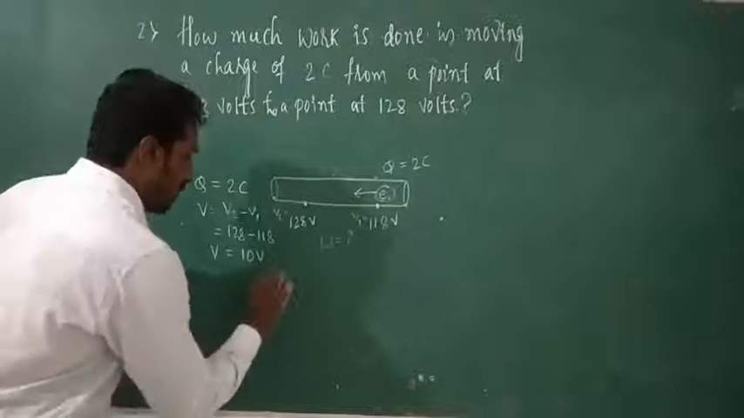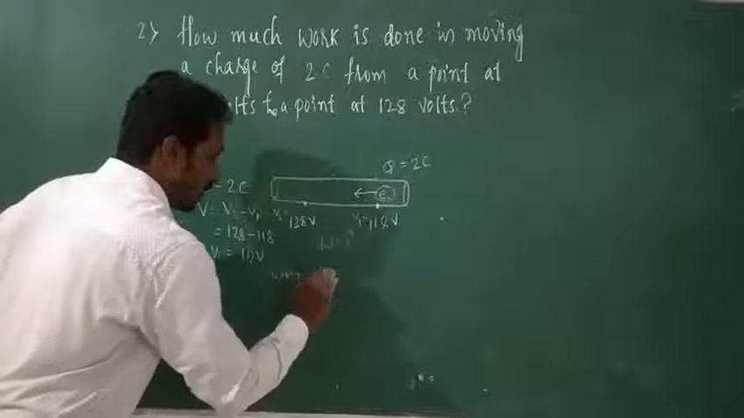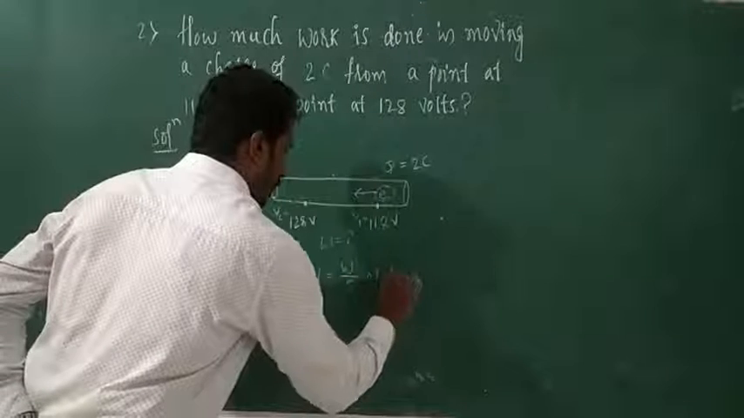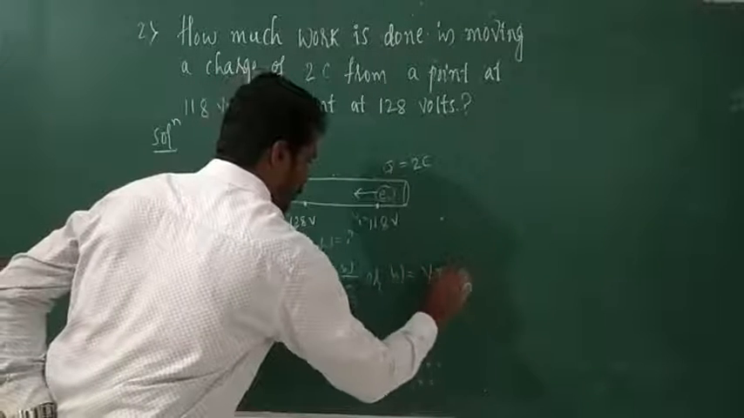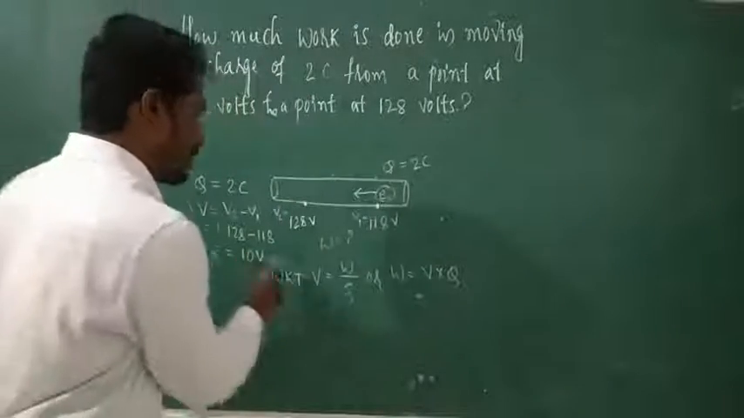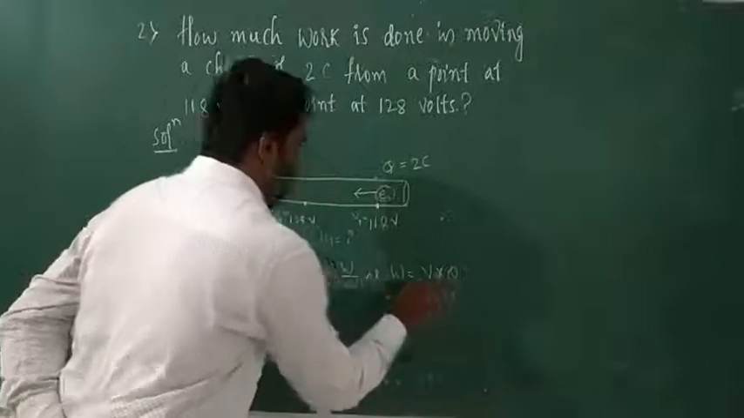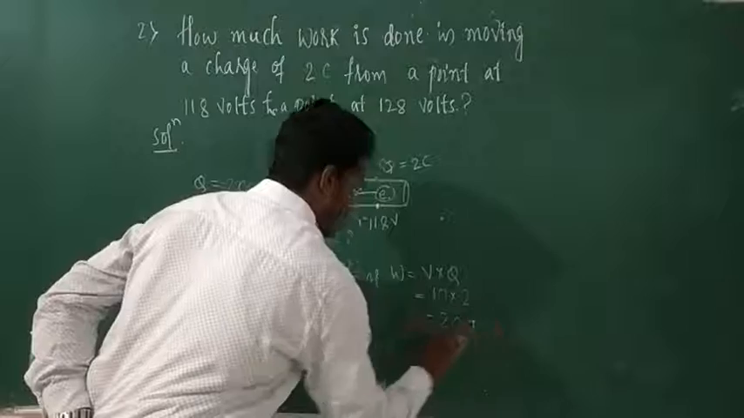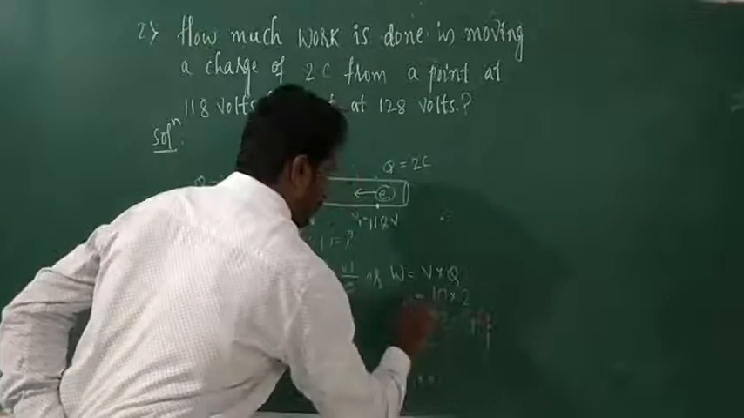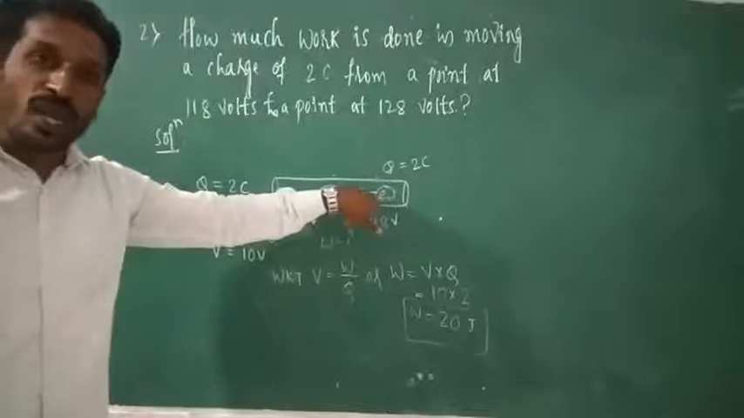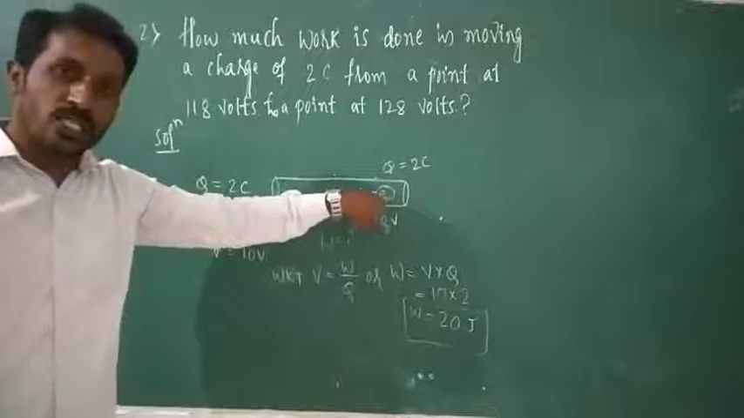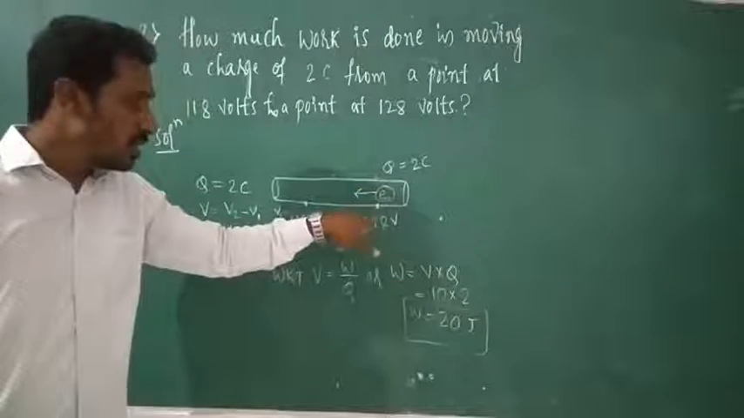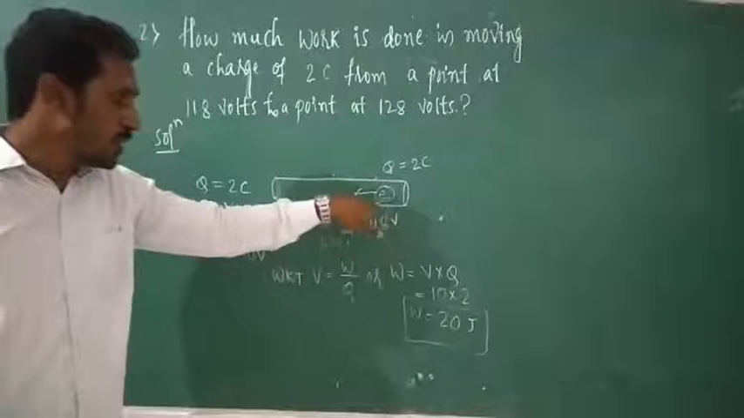Or we can write the basic formula: we know that V equals W by Q, or W equals V into Q. V is 10, Q is 2 coulomb, so 10 into 2 is 20 joules. W equals 20 joules. 20 joules of work has been done, or the energy transferred to this charged particle is 20 joules when it moves from a point at 118 volts to the other point.